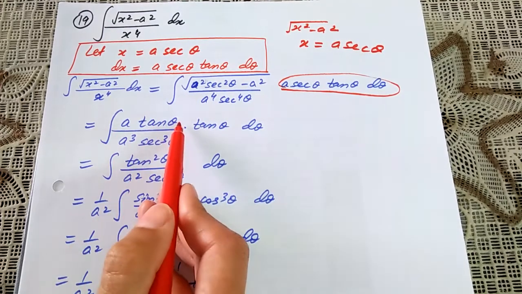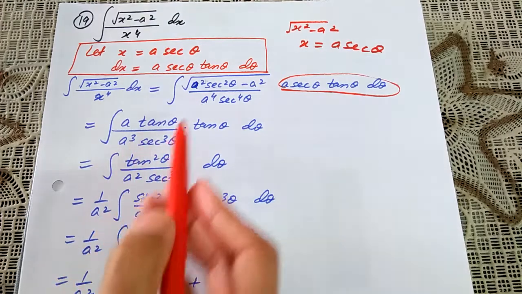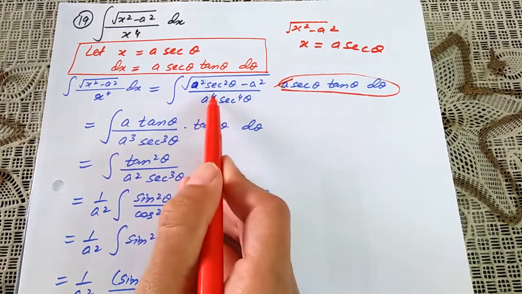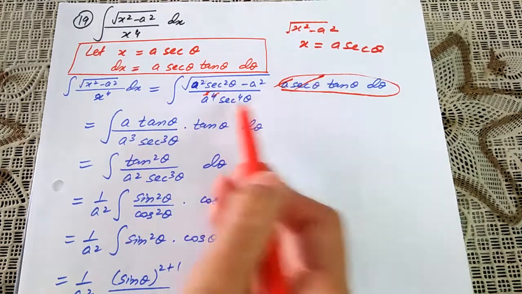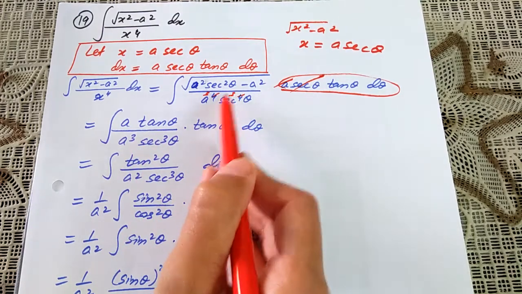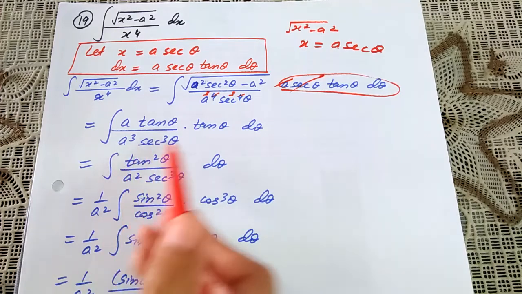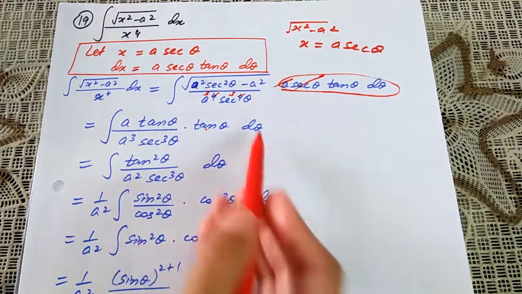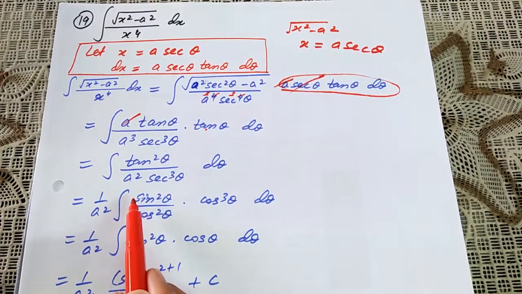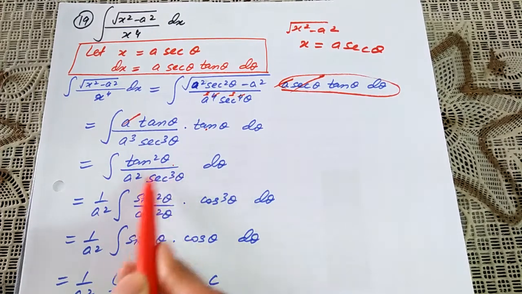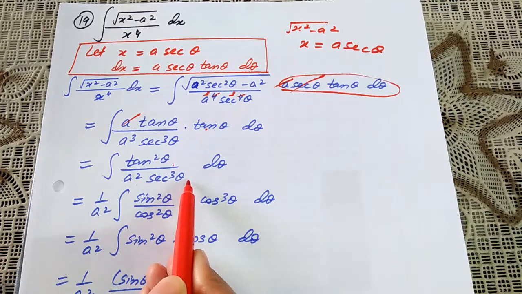We'll get a tangent of theta divided by this. The a will be cancelled with this 4 and a cube will be left behind here. Secant theta will be cancelled with 1 of the secant cube, and secant cube of theta will be left behind. Tangent theta d theta. Now just multiply all these terms and cancel the terms where necessary. We will get tangent square of theta over a square secant cube of theta.